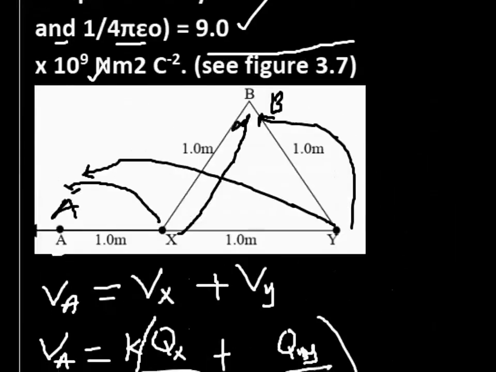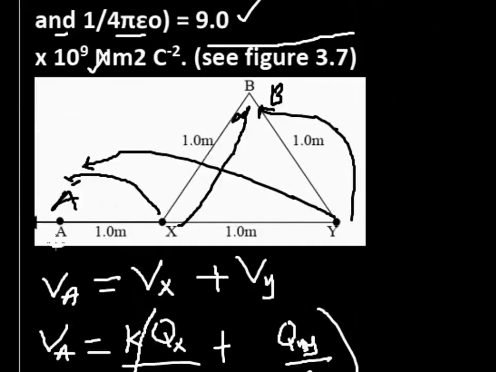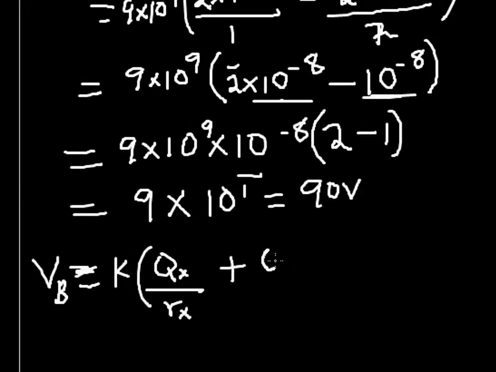VA is 90 volts. Now VB, we still have the same thing: the potential due to X plus the potential due to Y. Let's go straight to solve that. Don't forget the formula. That will be k times qx over rx plus qy over ry.